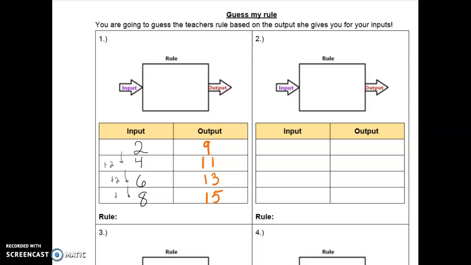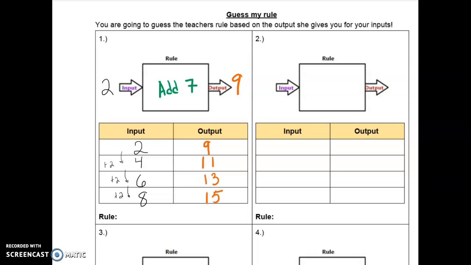Each time, these students said, I want to do even numbers, so 2. So I would have 2 plus something will give me 9. Well, how can I get from 2 to 9? Well, I know that 9 minus 2 would be 7, so let's check. Is my rule add 7?